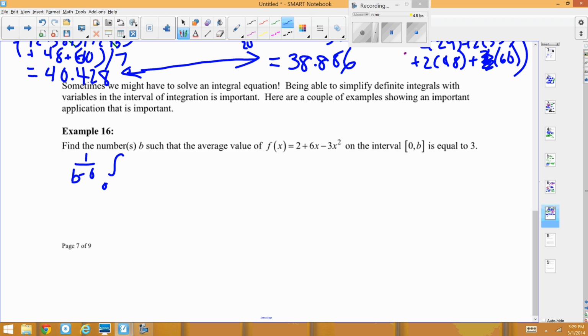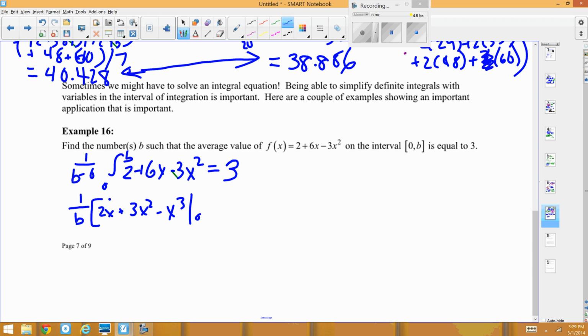So we're accumulating from 0 to b, and the average value is equal to 3. All right, so we have 1 over b. Let's integrate this. 2x plus 3x squared minus x cubed evaluated from 0 to b, and this equals 3. I don't want to have to keep writing that 1 over b, so I'm going to put it on the other side. Okay, so times b times b.